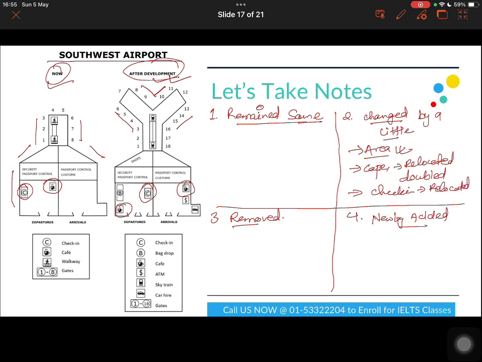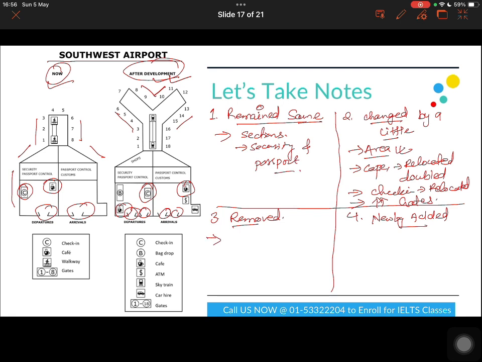Apart from that, the departures, the gates for departure, have also been doubled. Previously there was only one gate, while in the current scenario there are two gates for departure and arrival. So the only things that have actually remained the same are the major sections, which are the security and passport control office. These are the only things that have remained the same over time. Apart from that, almost everything has changed.